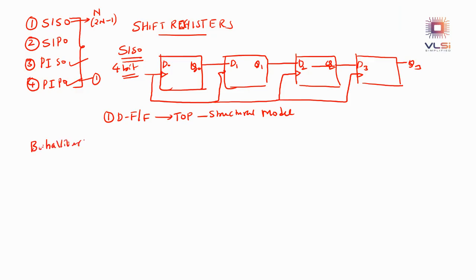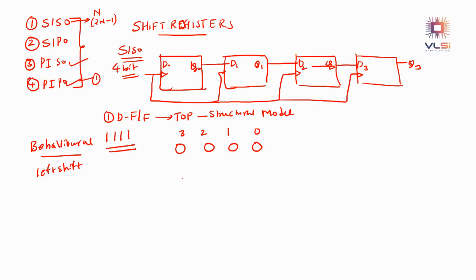If you see the behavioral modeling in the SISO, I will do it with the left shift operation. Let us take that you are giving 1111 to the SISO. Initially the output of all flip-flops will be 0. This is the index value 3210.